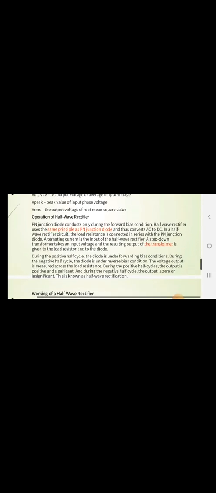For a sinusoidal input voltage, the no load output DC voltage for an ideal half wave rectifier is Vrms, V peak by 2, VDC, V peak by pi, where VDC and VAC is the DC output voltage or average output voltage, V peak is the peak value of the input phase voltage, and Vrms is the root mean square value.